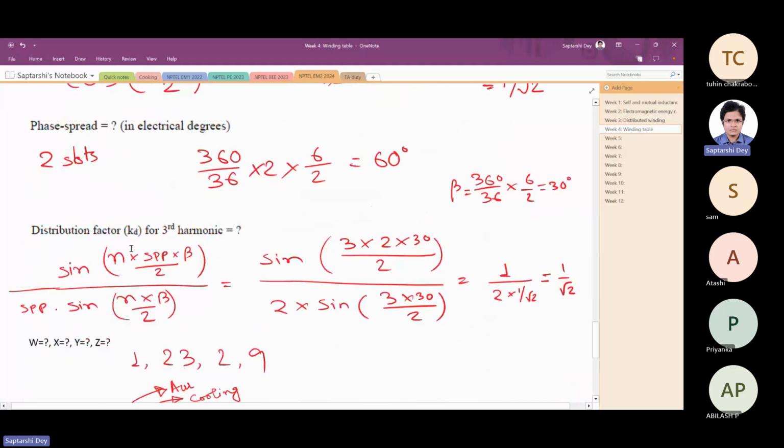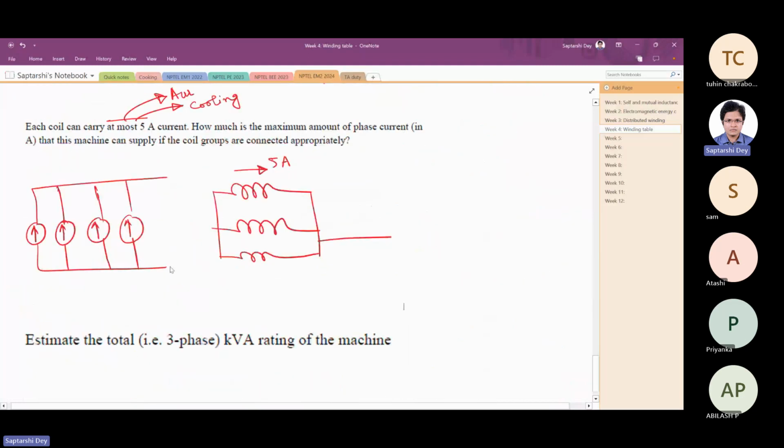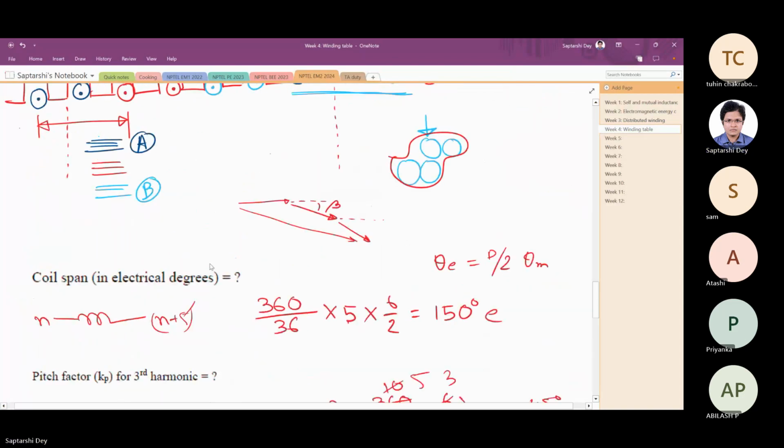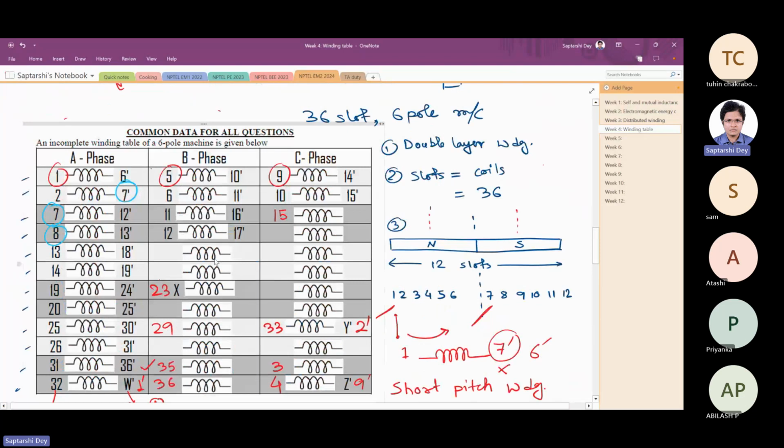But there is a catch here. You cannot simply say that if that is 12, then it should be 5 into 12, 60. This cannot be said because these currents are not DC currents. They are AC currents and they are shifted in phase. How should it be then? Any idea?